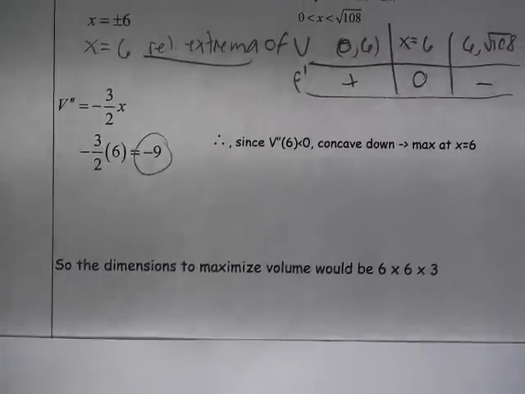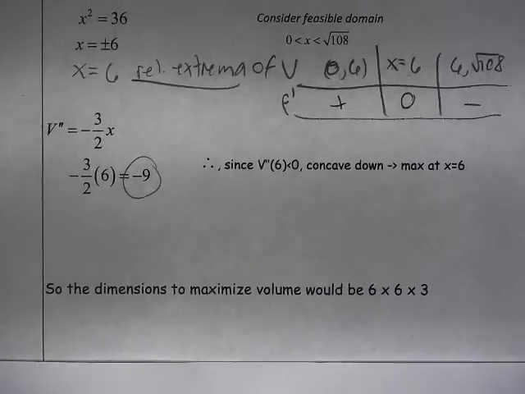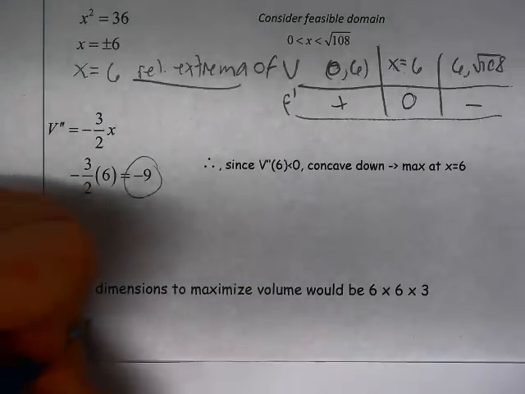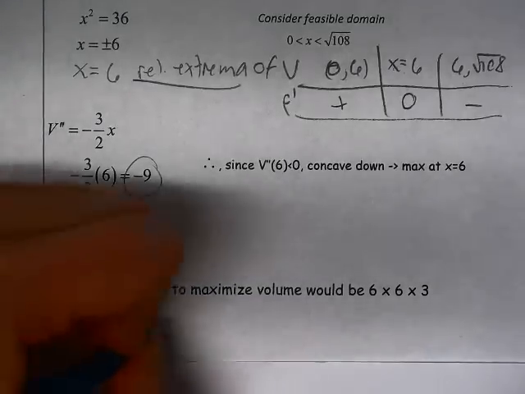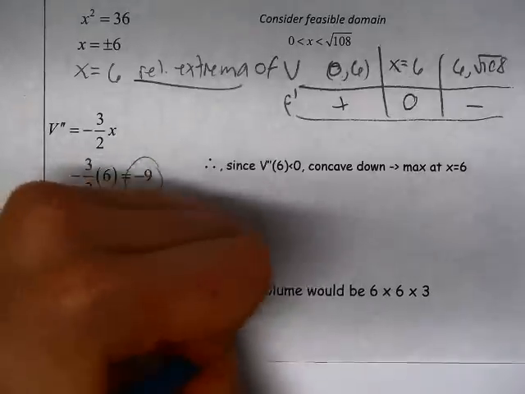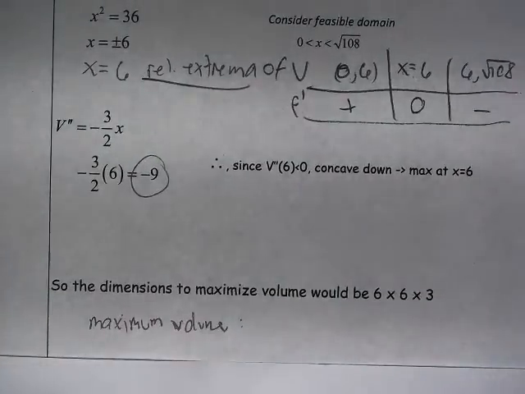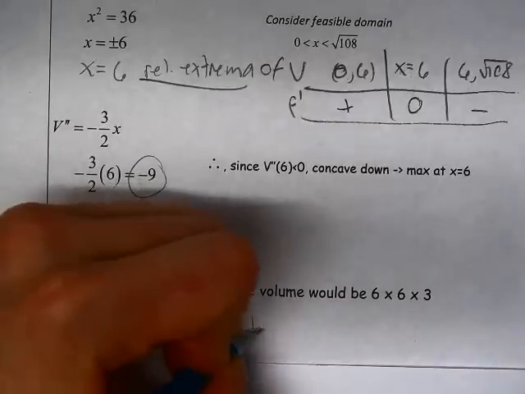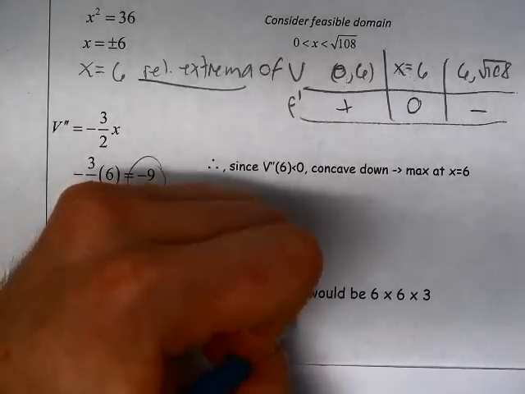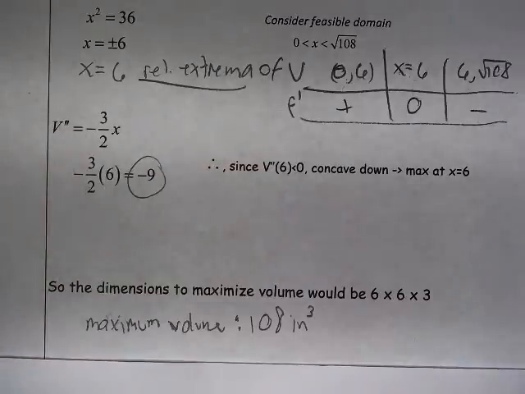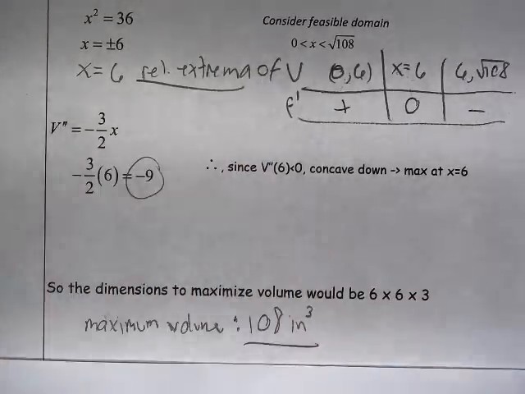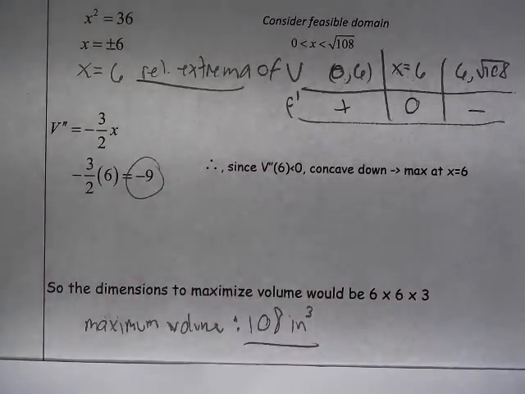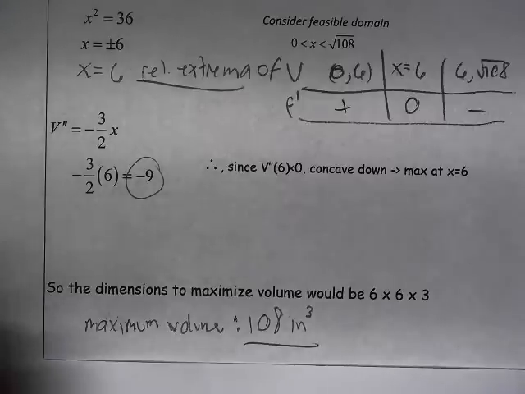Right? So the dimensions that would maximize the volume would be 6 by 6 by 3 high, and then the maximum volume is going to be 36 times 3, which is 108 cubic inches. That's pure coincidence that it came out to be the same as the surface area that we started with. So don't read anything into that. It just so happens that's the maximum volume as well.